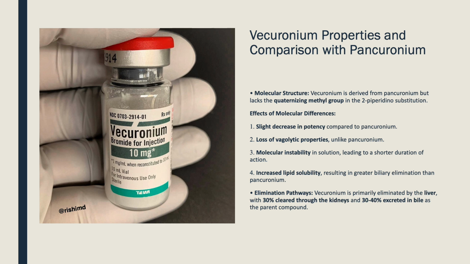We also have no more vagolytic properties. We have increased lipid solubility. Now we get greater biliary elimination. It has molecular instability in solution. Therefore, vecuronium comes to you in a powder, and you reconstitute it, normally with sterile water. Normally you're going to get a 10 or 20 milligram vial of powder, and then you're going to reconstitute it. Normally vecuronium is reconstituted as 1 milligram per ml. So you put 10 cc's of sterile water, you mix it up, you pull it back.